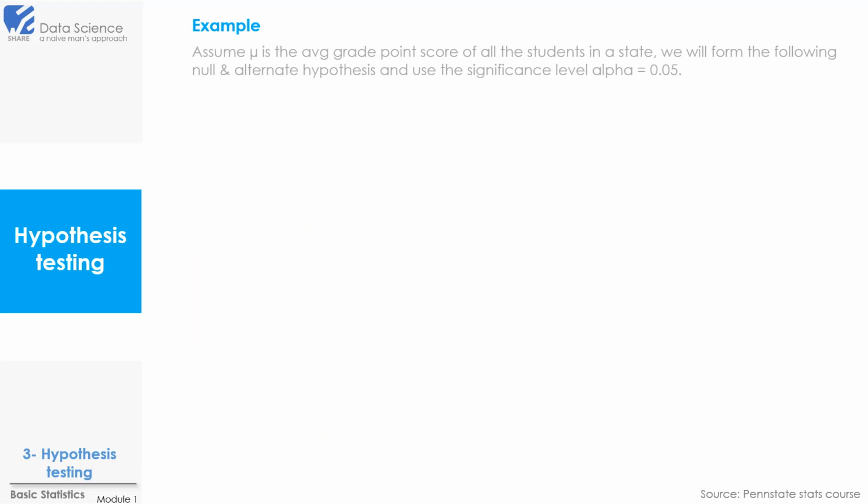So we'll understand one-tailed and two-tailed tests with the help of this example. It says let's assume mu is the average grade point score of all the students in a state. We have taken a sample of say 15 students and now we are testing our hypothesis. So we will form the following null and alternate hypothesis and use the significance level as 0.05.